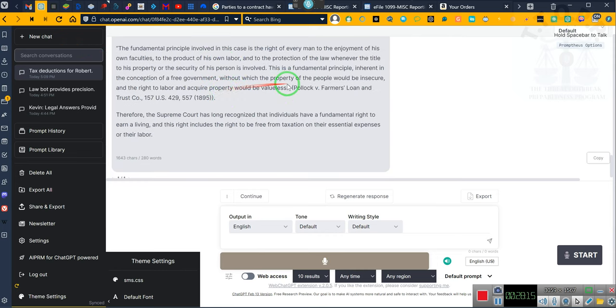Pollock v. Farmers Loan and Trust Co., 157 U.S. 429, 557, 1895. Therefore, the Supreme Court has long recognized that individuals have a fundamental right to earn a living, and this right includes the right to be free from taxation on their essential expenses or their labor.